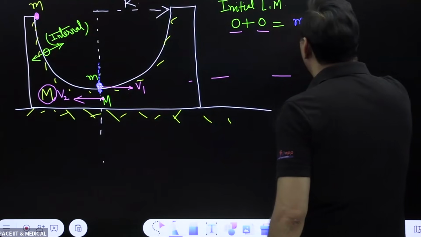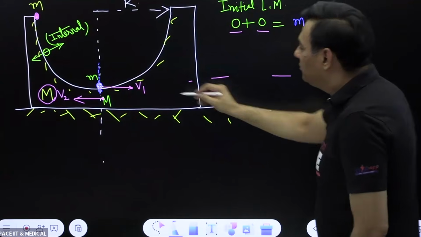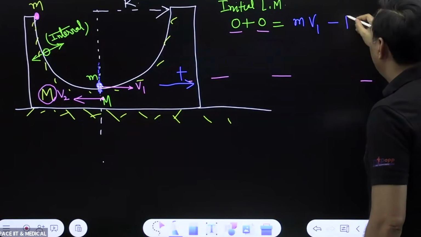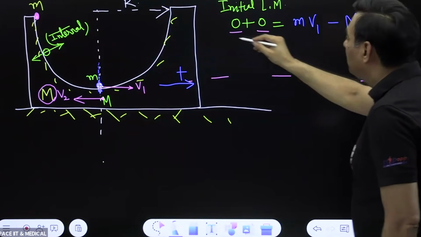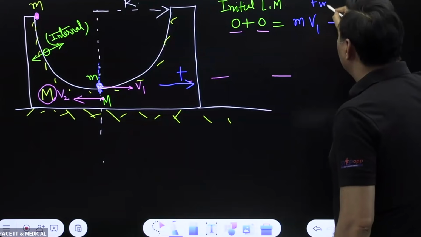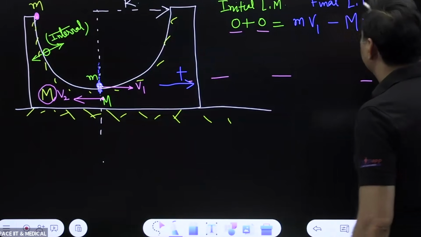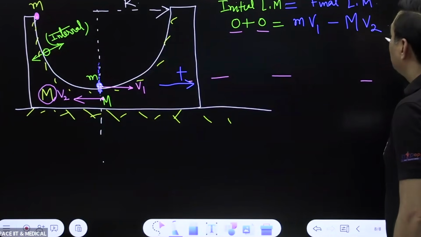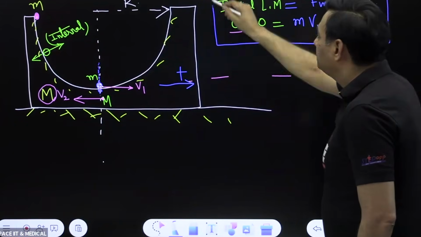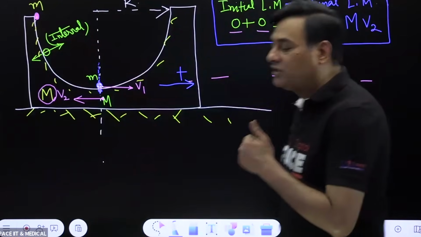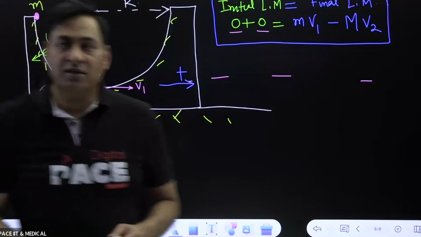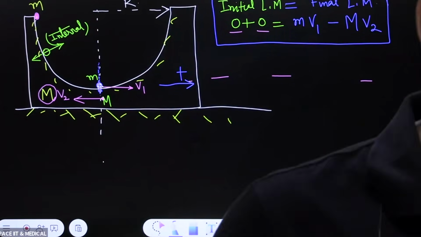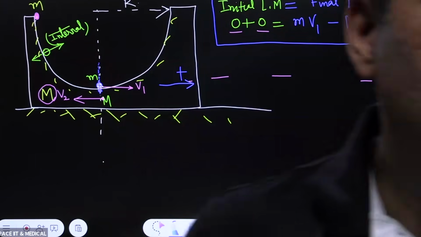For small m, it will be mv1, taking this direction to be positive. So opposite direction will be negative. For big M, it will be minus Mv2. How many of you understood this? This is the final linear momentum in horizontal direction, and this is the initial linear momentum. Both will be the same, conserved. How many of you understood this conservation of linear momentum? Give me a thumbs up. Okay. Quite a few. Good.